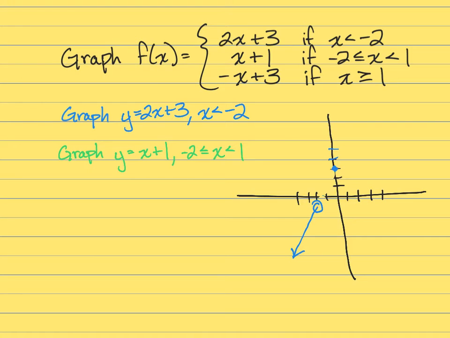So again, the way I suggest you do this is just graph y equals x plus 1 first. Forget the domain restriction. So y equals x plus 1 is going to have a y-intercept of 1 and a slope of up 1 over 1. So it's going to look a little like that. And it's going to look like this. That's the entire graph. But we only get to keep from between negative 2 and 1. Okay? So let's erase everything because we don't get to keep this or this.